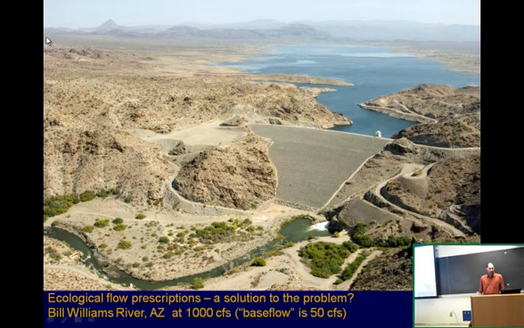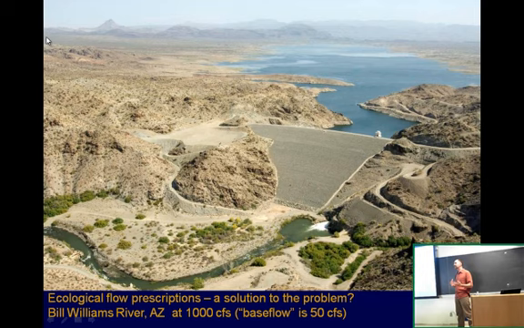Well, you know, the ecological problems that these types of water management cause is not lost on people, and so there's a lot of movement toward prescribing ecological flow prescriptions for restoring some of the ecosystem attributes of flooding and drought, so restoring some of that variability to river systems.